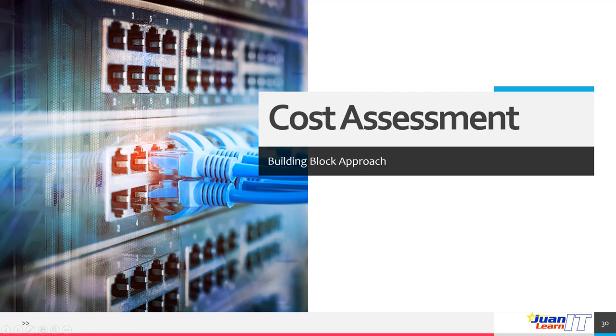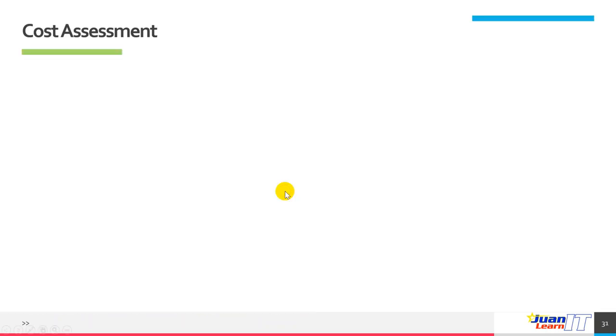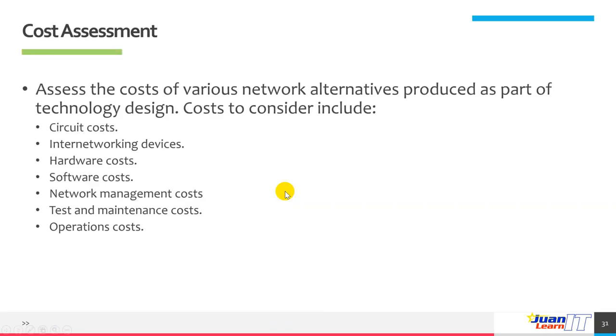Okay. Now that we're done with needs analysis and technology design, the last phase of the building block approach is the cost assessment. So what do you have on cost assessment? The purpose of this step is to assess the cost of various physical network design alternatives produced in the previous step. The main items are the cost of the software, hardware, and circuits. These three factors are all interconnected and must be considered along with the performance and reliability required. So all factors are interrelated with regard to cost.